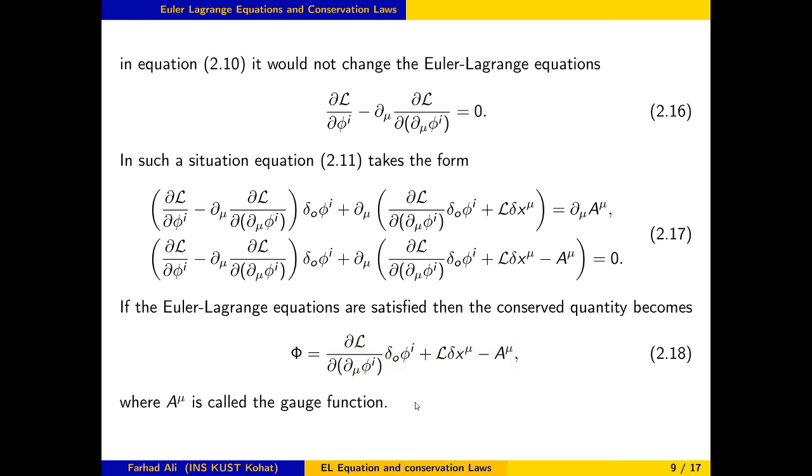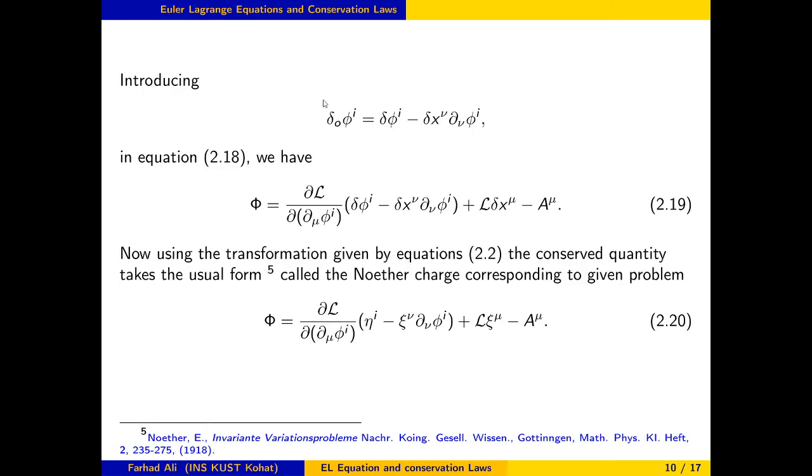See it, whatever is here. But this is not the well-known form. We have to change this a little bit using this equation. What is this? This is a variation in the dependent variable keeping x constant. This is the variation in the dependent variable allowing x to vary. So allowing x to vary, we have to subtract this term.